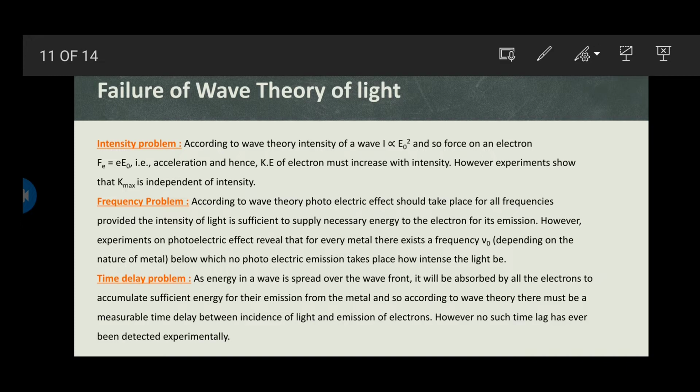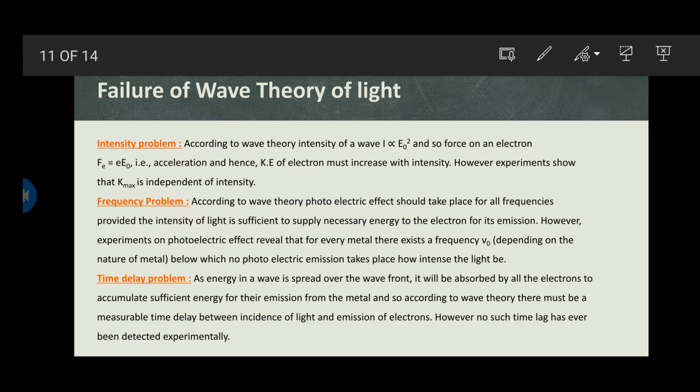These are the other failures of the wave theory of light. First, the intensity problem. According to the wave theory, the intensity of a wave I is directly proportional to E naught square, right? I is directly proportional to E naught square. So the force on an electron is e E naught, where E naught is the electric field. Acceleration and hence the kinetic energy of electrons must increase with intensity. However, experiments show that K max is independent of intensity.